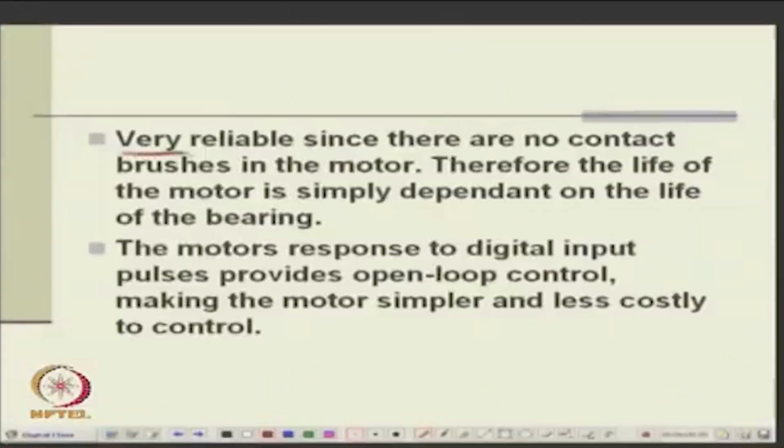Now, this is considered very reliable since there are no contact brushes. One of the most important things is that it is a brushless motor, no brushes. All the controls are in the stator; the rotor is just a non-contact type. Therefore, the life of the motor simply depends on the life of the bearing, because the contact points in a motor are the electrical contacts, which are the brushes, and the mechanical contacts, which are the bearings, where there is a movement.